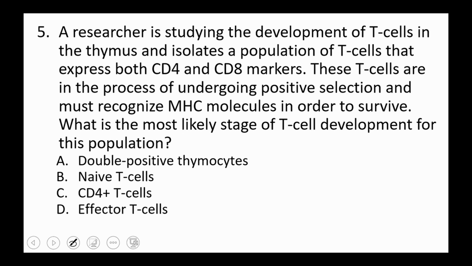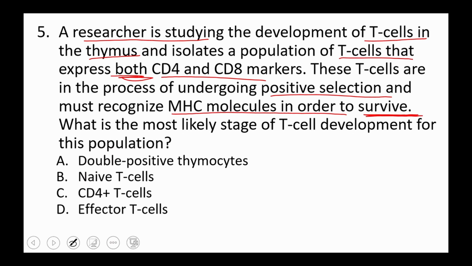So let's move to the fifth question. A researcher is studying the development of T cells in the thymus. The thymus is the site of maturation for T cells. The researcher isolates a population of T cells that express both CD4 and CD8 markers. Thus, the T cells are in the process of undergoing positive selection. It's one of the developmental stages, and the cells must recognize the MHC molecule in order to survive. MHC is the major histocompatibility molecule, or HLA, human leukocyte antigen, and they have to recognize this molecule in order to survive. Otherwise, they will not survive.